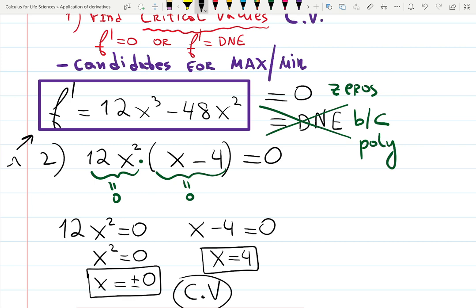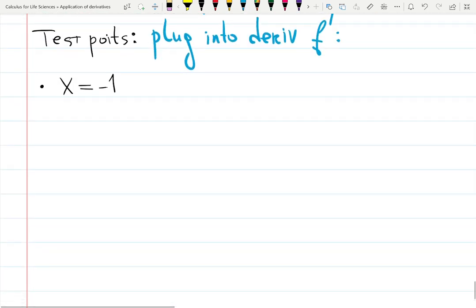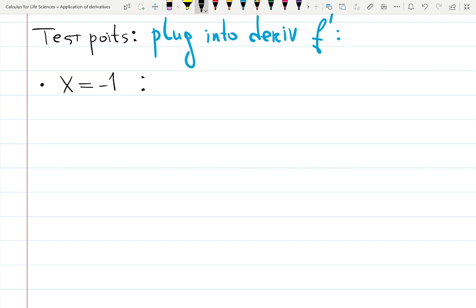Because if it's a million, a million squared times minus 48 will be bigger than a million cubed times 12. So you're like, yeah, it should be negative. Or you can check. Minus 12 minus 48 gives you something negative. And I don't care what negative it is. So, f prime of minus 1 is negative.